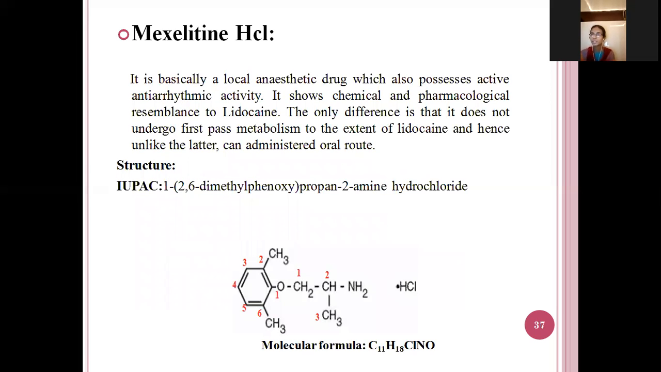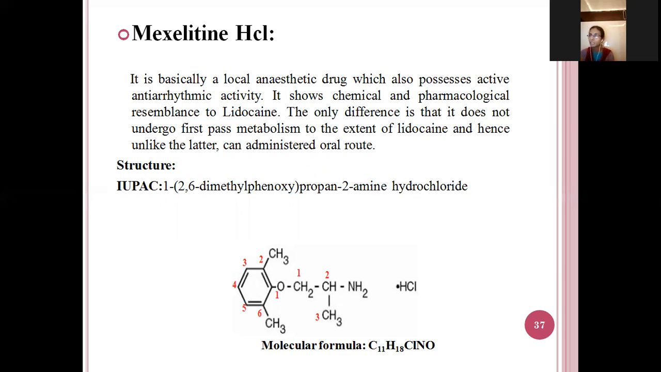Next one is mexiletine hydrochloride. It is basically a local anesthetic drug. It has two activities, that is, anti-arrhythmic activity and local anesthetic activity. Its chemical and pharmacological activity is equal to lidocaine. So lidocaine and mexiletine have similar pharmacological activities.